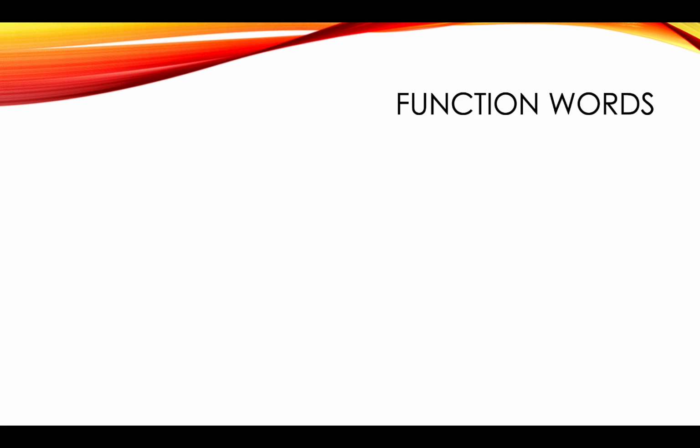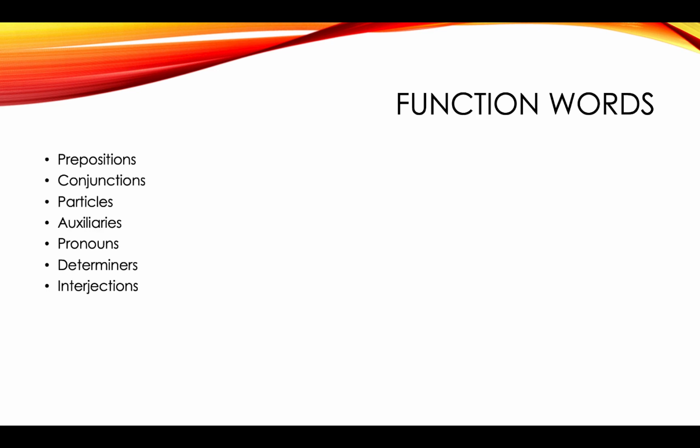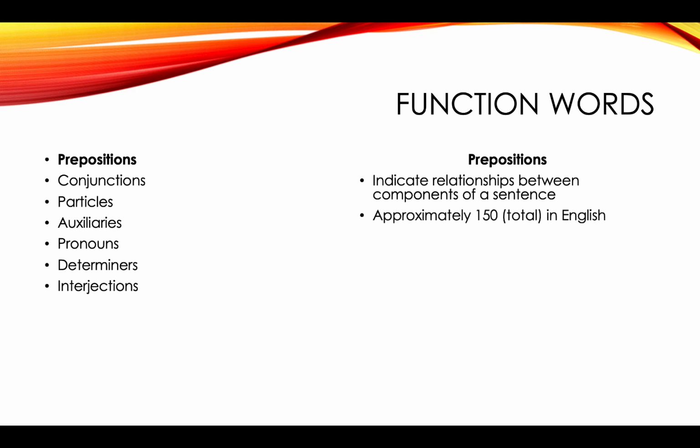Out of the multiple function words listed on your screen, we're going to discuss only one for now, prepositions, because they're crucial to the construction of English sentences. Prepositions indicate relationships between components of a sentence. There are approximately 150 prepositions in English. It may seem like a lot, but considering that there are tens of thousands of nouns and tens of thousands of adjectives and tens of thousands of verbs, it is actually a very small number.